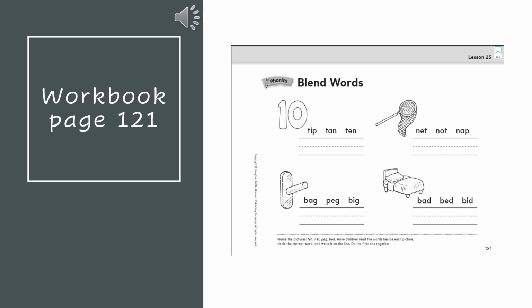All right, let's go. We're going to start at the top with the number 10. Okay, so 10. T-e-n. 10. Circle the word that says 10. All right, to the right of that one, that is a net. Net. Make sure you're looking at all three words before you make your choice.